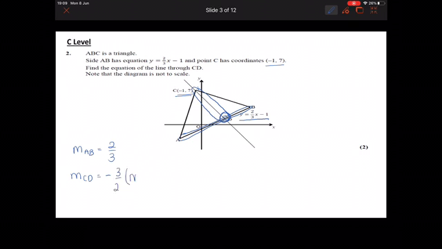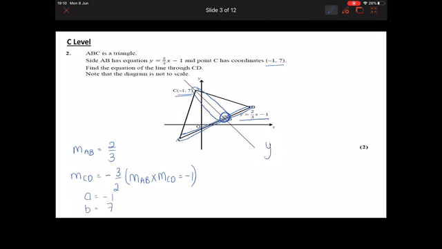And that is because we know that if we multiply two gradients together which meet at a 90-degree angle, or are perpendicular to each other, it gives you -1. So 2/3 times -3/2 would give me -1. So we now know that that's our gradient. We also know from the point C that a is -1 and we know that b is 7.